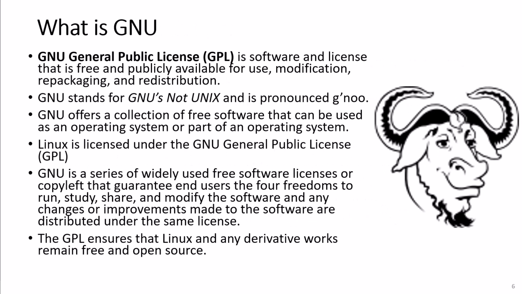GNU General Public License, or GPL, is software and license that is free and publicly available for use, modification, repackaging, and redistribution. GNU stands for GNU's Not Unix. GNU offers a collection of free software that can be used as an operating system or part of an operating system. Linux is licensed under the GNU General Public License. GNU is a series of widely used free software licenses, or copyleft, that guarantee end users the four freedoms to run, study, share, and modify the software, and any changes or improvements made to the software are distributed under the same license. The GPL ensures that Linux and any derivative works remain free and open source.